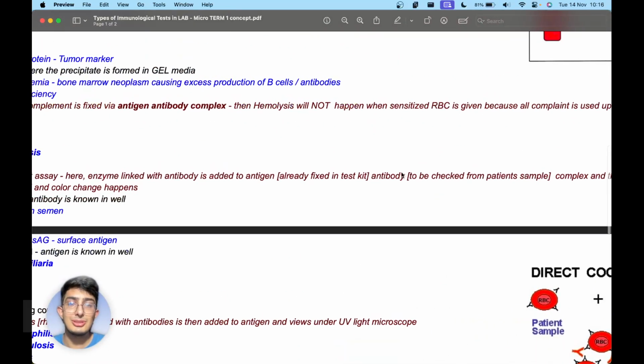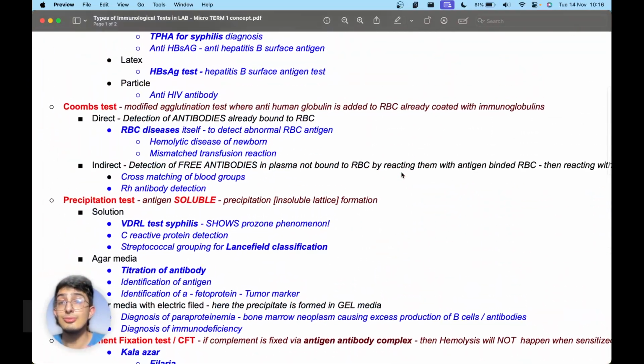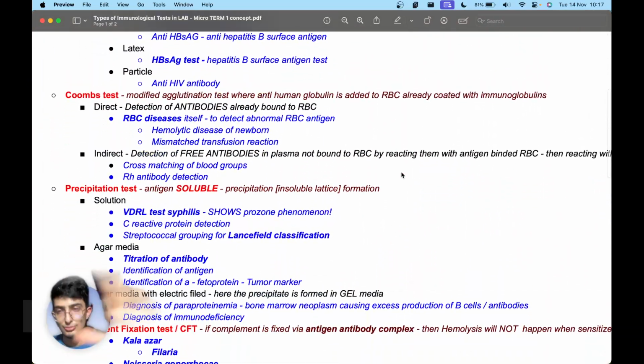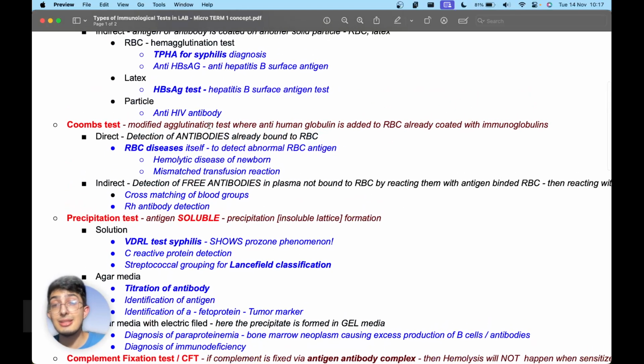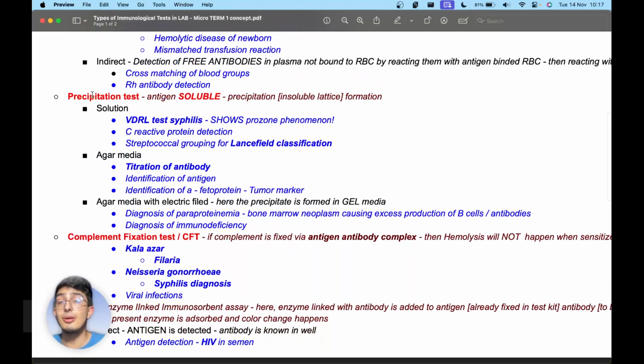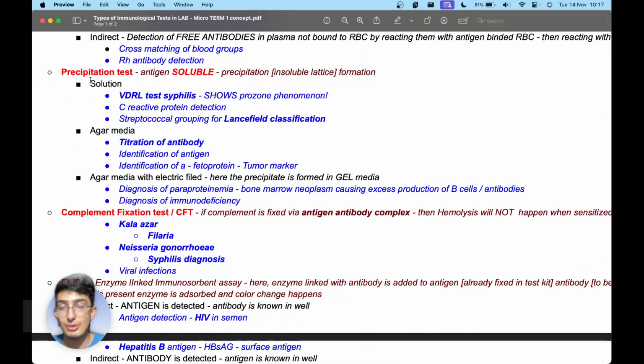The scope of which I think we don't have the time to discuss, but you get the basic idea about Coombs test, where we detect antigen antibody complexes. Now we come to precipitation test, the most important of these, right?